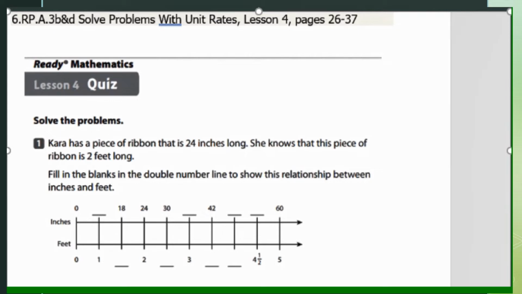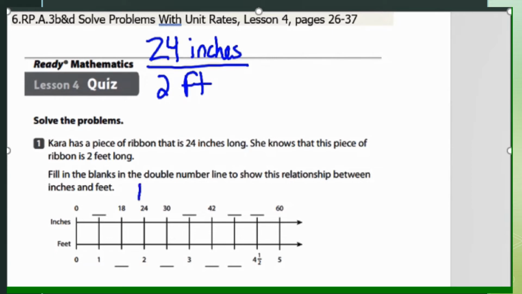So we need to use the rate that was given in the question. So we can say that 24 inches is equivalent to 2 feet. We can set them equivalent to each other. It doesn't really matter how you write it. So we can see here that this is the rate. The top of our number line is going by inches, and the bottom of our number line is going by feet. And we have to figure out how much each numerator and denominator is increasing by.